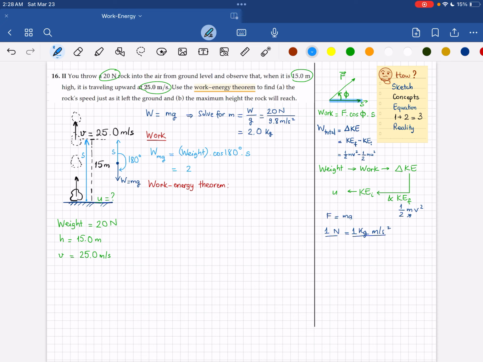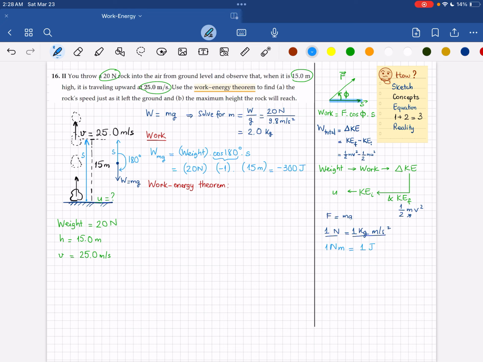The weight is 20 newtons, cosine of 180 is -1, and the distance here, I mean the displacement, the magnitude of it is actually the distance here that it has traveled. That could be 50 meters, right? Okay, and now what do we have here? Well, we've got 20 times 15, which will be minus 300 joule.